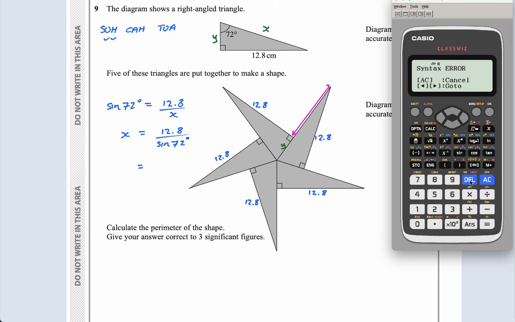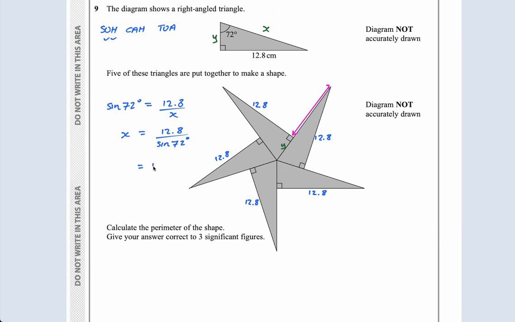Can I go back? Darn. Okay, let's try again. 12.8 divided by sine 72. Close the bracket. Equals 13.4587. That is x. Now let's get y.